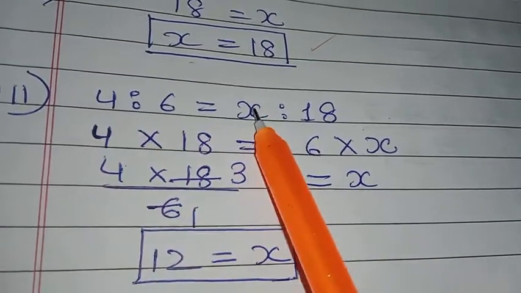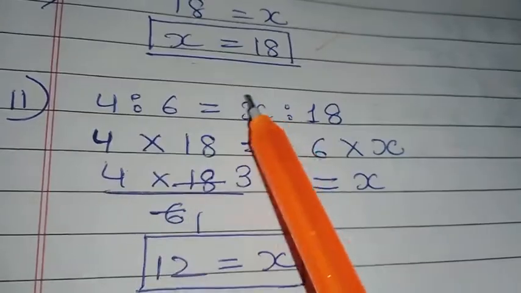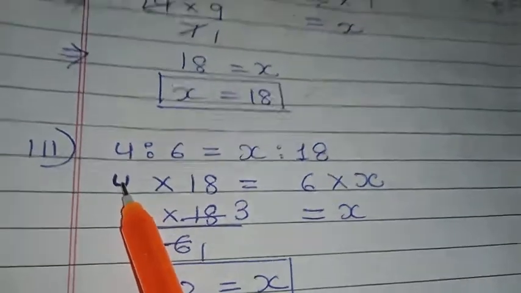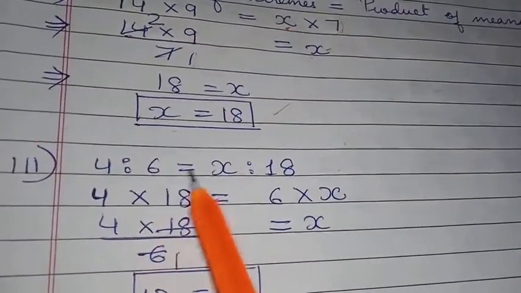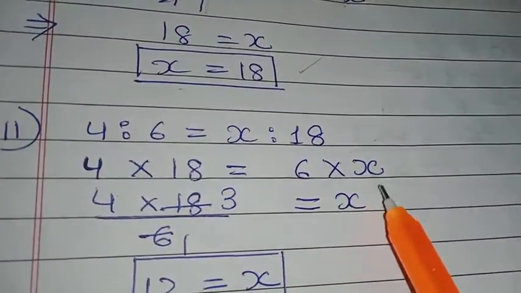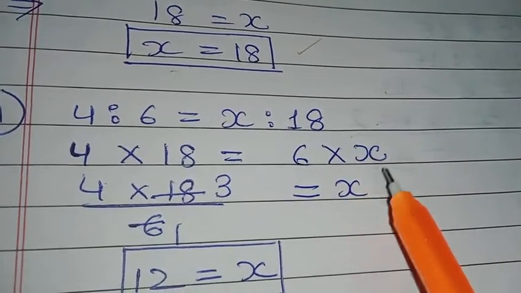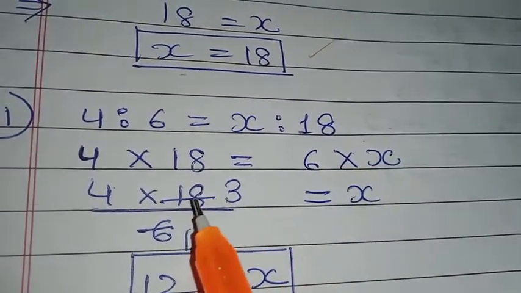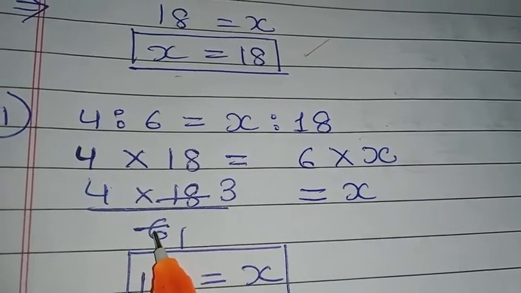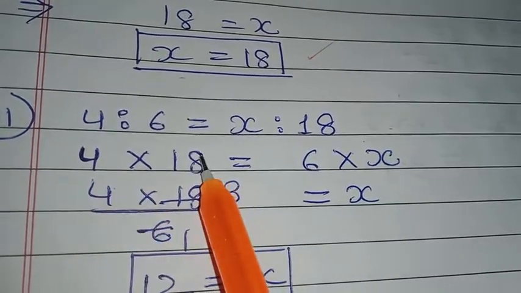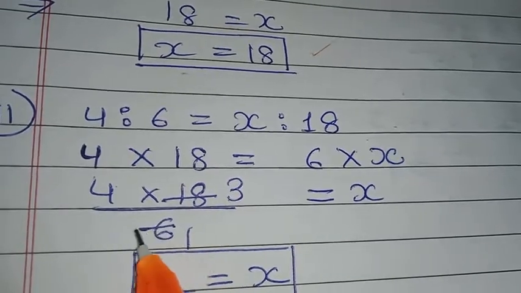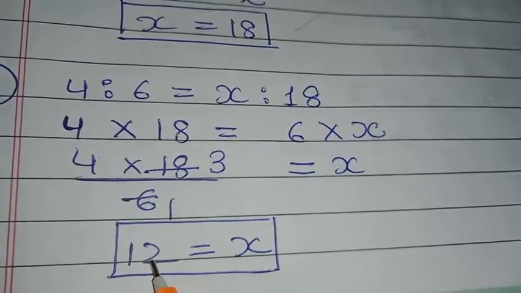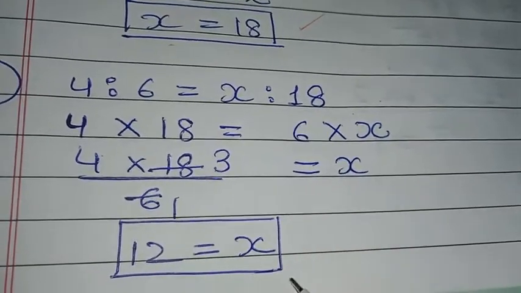So 4 is to 6 is equal to x is to 18. So multiplication of extremes, that is product of extremes, 4 multiplied by 18 and 6 multiplied by x. Since I have to find out value of x, I'll keep x here in the RHS. I'll transfer multiplied by x to divided by x in the LHS. So 4 multiplied by 18 divided by 6. 6 3s are 18. 4 3s are 12. So value of x is 12.